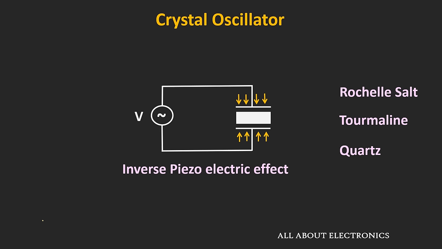Among these materials, Rochelle salt has the maximum piezoelectric activity, meaning that for a given applied voltage, it generates the maximum vibration. But mechanically, it is the weakest and it can break very easily. On the other hand, tourmaline has the least piezoelectric activity, but it is the strongest among the given list. Quartz is a compromise between the piezoelectricity of Rochelle salt and the strength of tourmaline. And as it is very inexpensive and easily available, it is the most preferred material in crystal design.